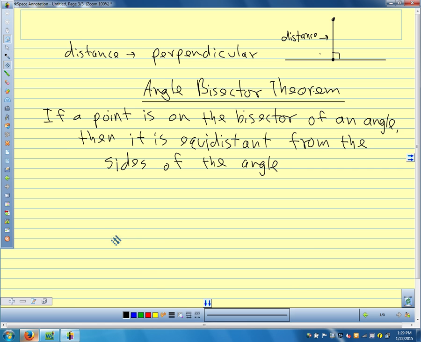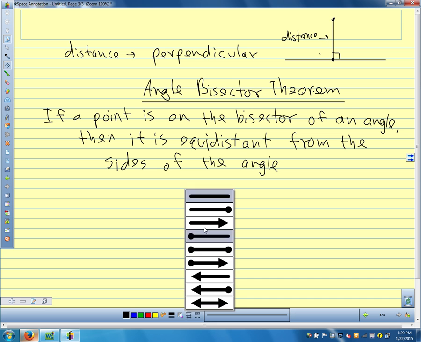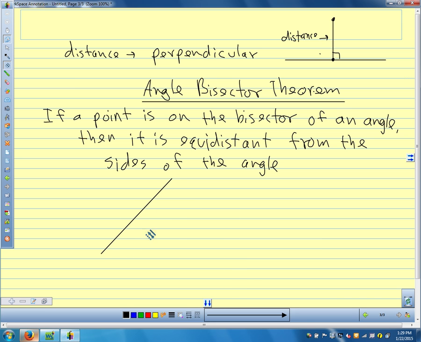So let's draw a picture then. Here is my angle, and I want an angle bisector. So my angle bisector needs to split that angle in half. If this splits this angle in half, what does it tell us about that piece and that piece? They have to be the same. Splitting in half, both of those pieces are equal.